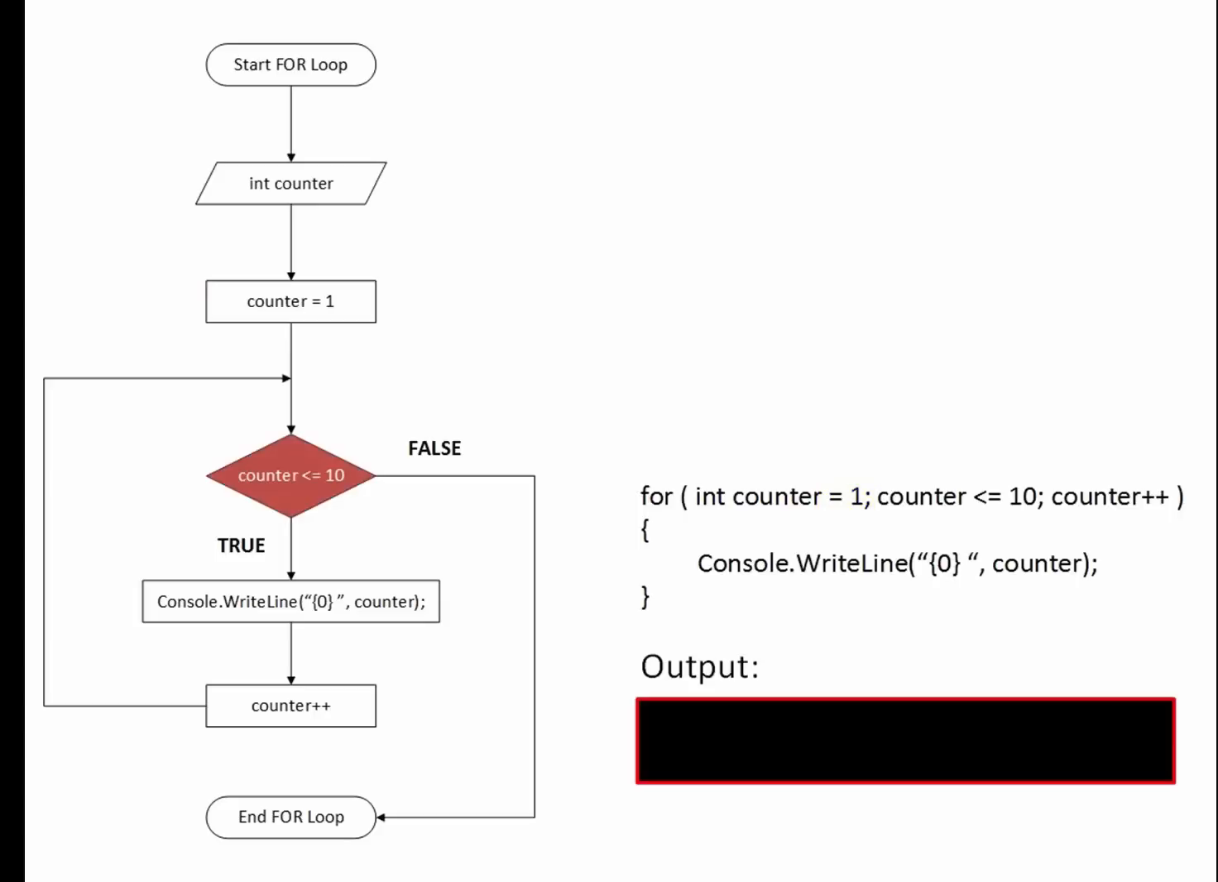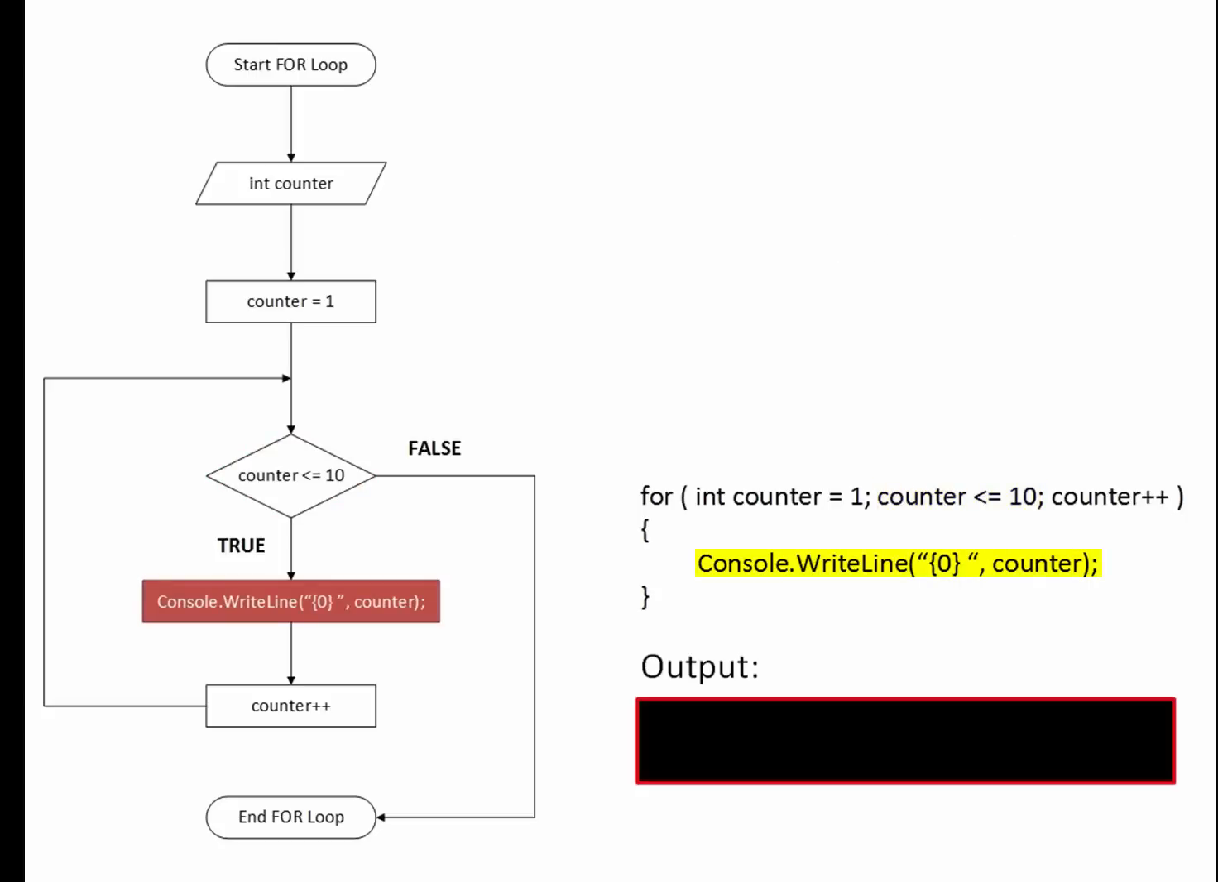Next, the loop continuation condition is evaluated. Because 1 is less than or equal to 10, the statements within the loop's body will be executed. In this example, there's only one statement. When this statement is executed, it will print to the screen the current value of the control variable. The current value of the control variable is 1, so 1 now appears on the screen.